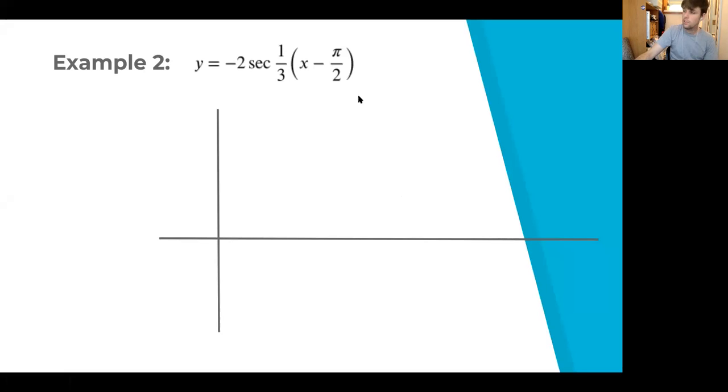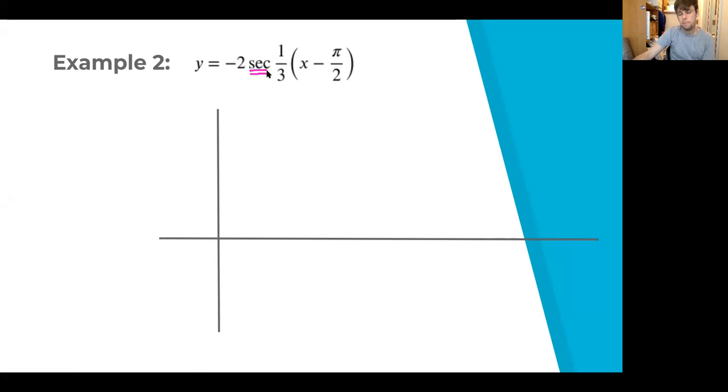All right, so here's an example of a secant graph. This one's going to be a little more challenging. We do have a phase shift involved, and we have a fractional b value that's going to affect our period. We also have a reflection, a lot going on here.